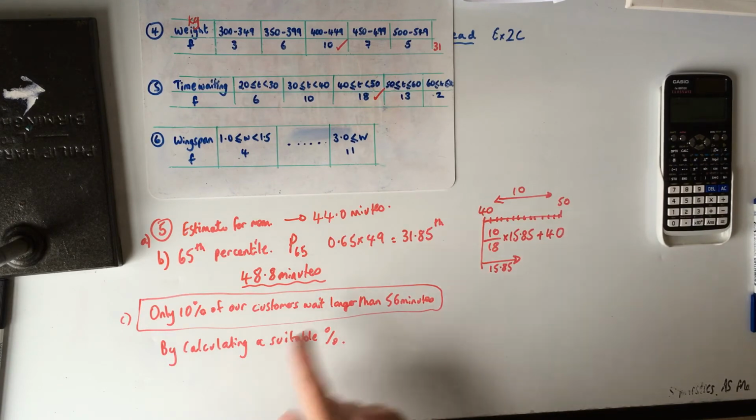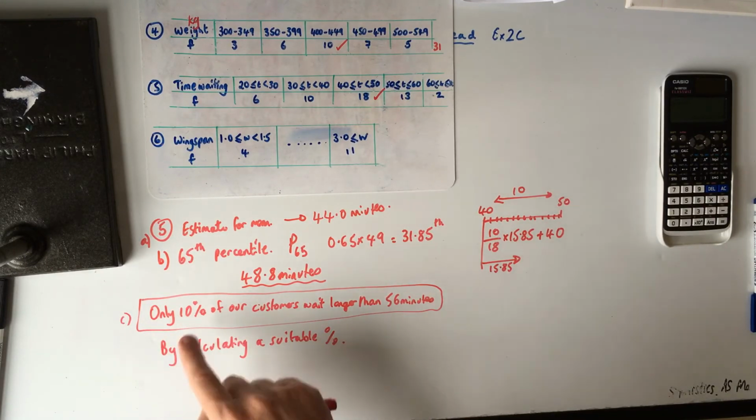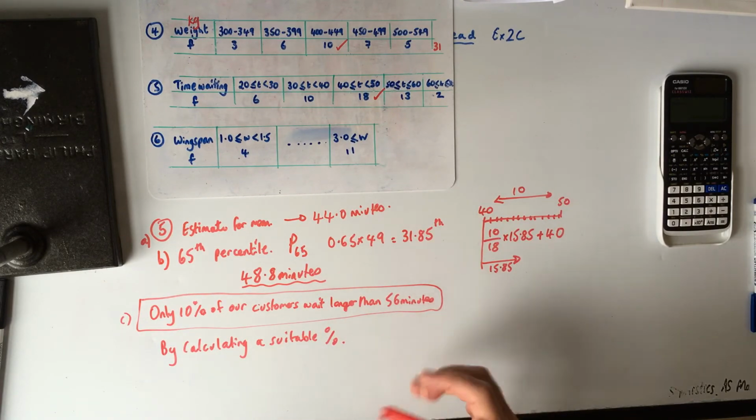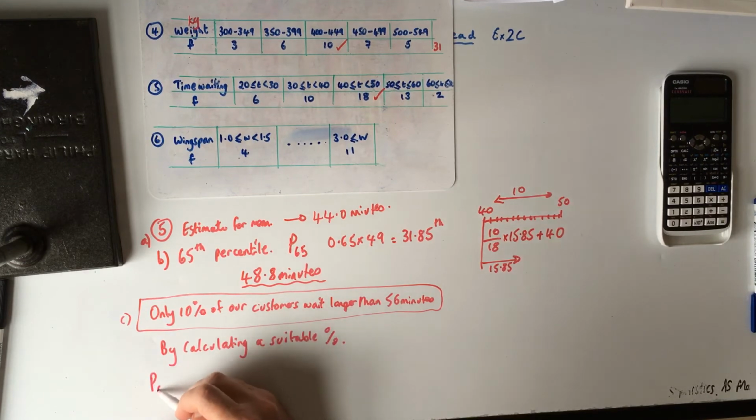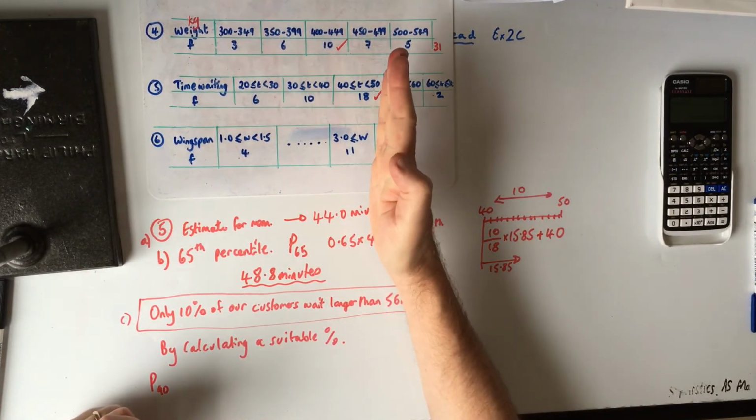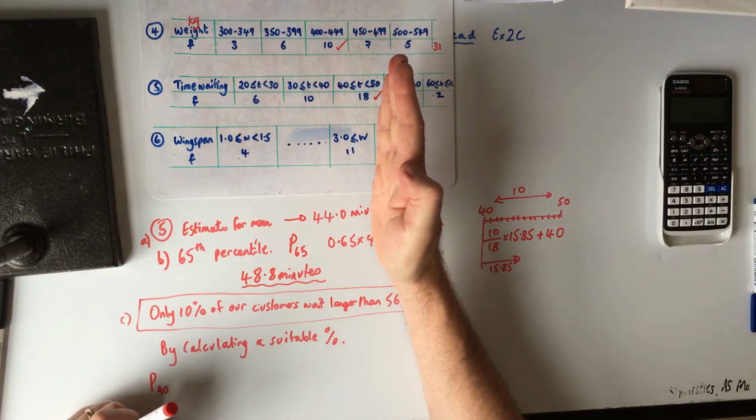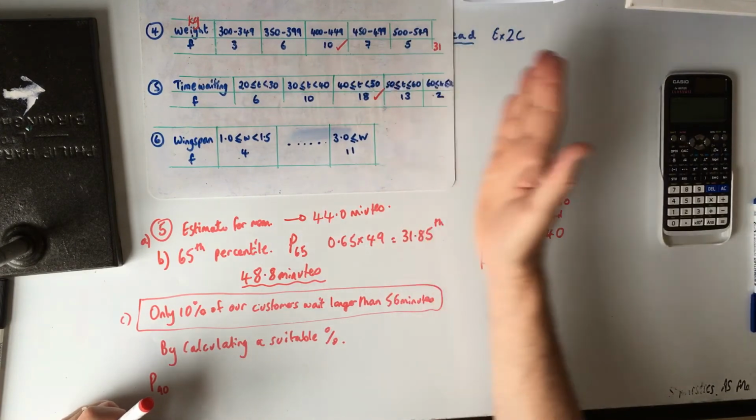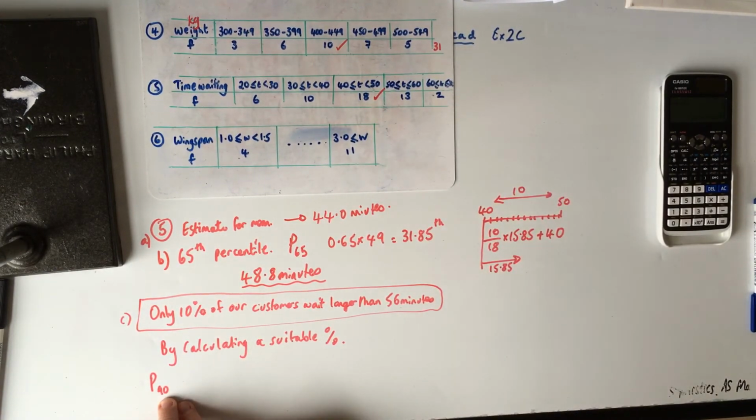But actually, the question is saying by calculating a suitable percentile. So by doing it their way, it's saying only 10% of our customers wait longer than 56 minutes. So what we want to calculate is the P90, the 90th percentile. Once you've got the 90th percentile, you're saying that 10% wait longer than that. So let's find that 90th percentile. And if they're telling the truth, that 90th percentile should be 56 minutes, shouldn't it?